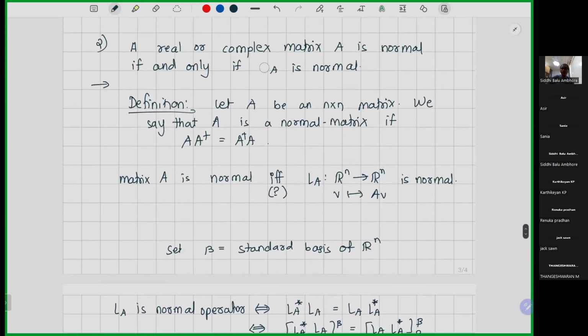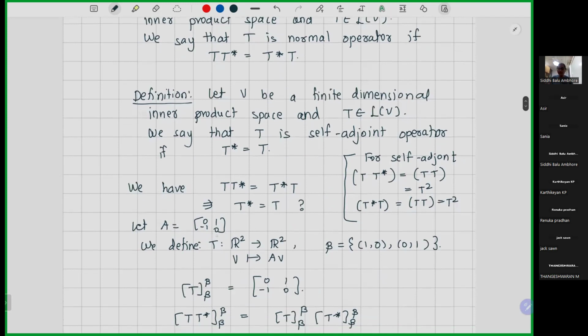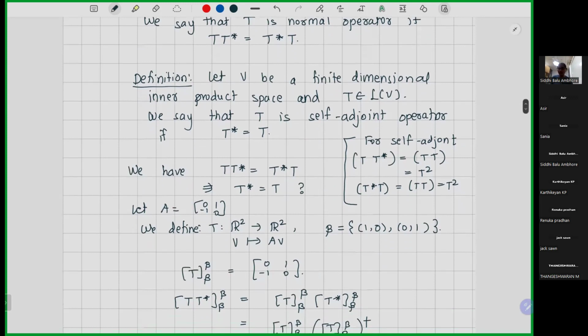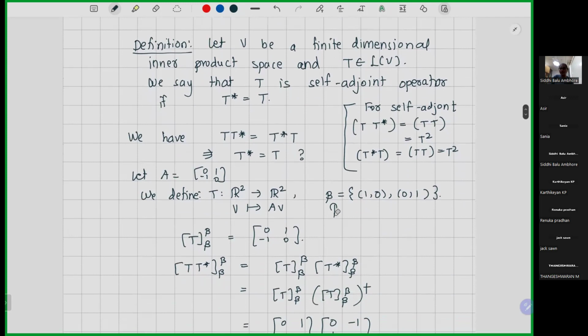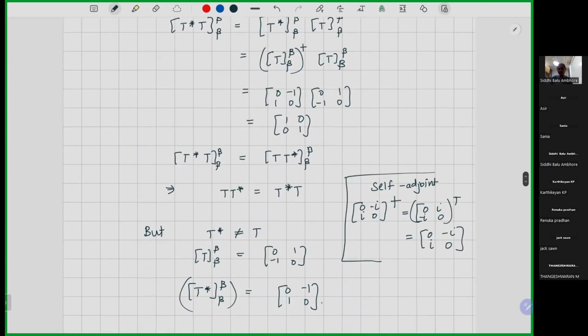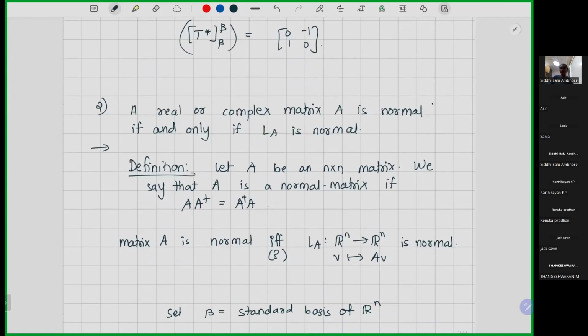So we can just work with matrices instead of linear transformations when we want to talk about normality. That's what I also did here. I took this A because it's easy to visualize matrices and their conjugate transpose rather than visualizing linear transformations and their self-adjoint. So I first started with the matrix, which was easy to deal with, and then I defined this linear transformation with respect to the basis beta, and I obtained this counter example. This is very handy when we work on normal linear transformations on finite dimensional vector spaces.